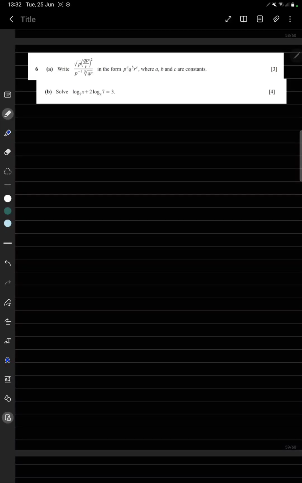Alright, now let's move on to question number 6. Part A, we want to write this expression in the form of P^a Q^b R^c, where a, b, and c are all constants. Now what I'm going to do is rewrite everything here, but we have to make sure that we change the square roots into their respective powers.